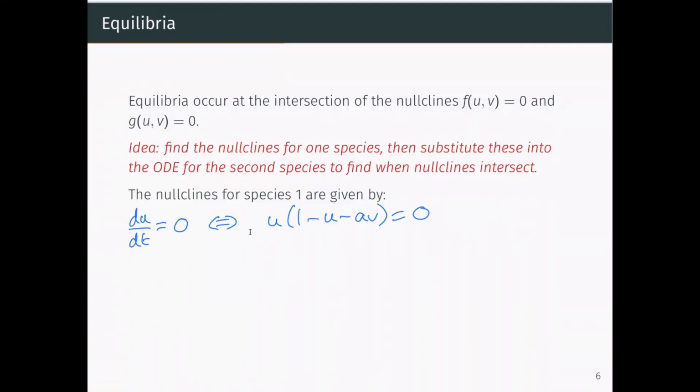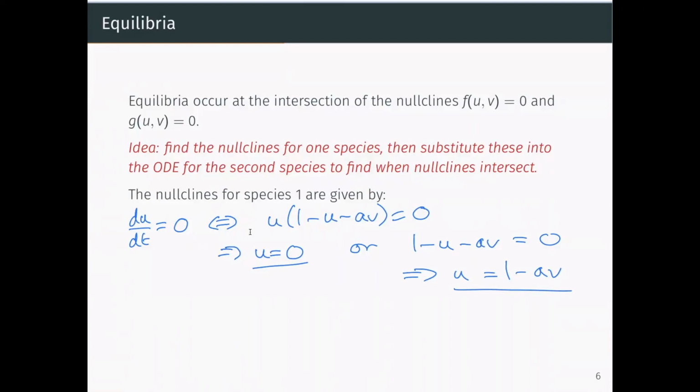So what does this tell us? Well, that means that either u must equal 0 or 1 - u - av is equal to 0, which we can rearrange to have u equal to 1 - av. So these are my two null lines for species 1. And they just describe straight lines in this particular case. There's nothing specific as to why they have to be straight lines. They could be curves, but in this particular example, they would turn out to be straight lines.